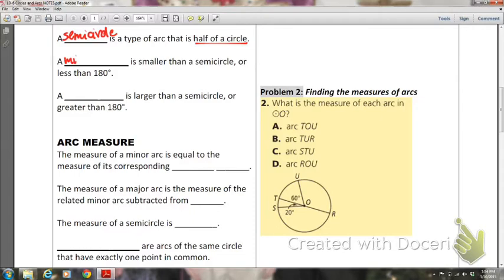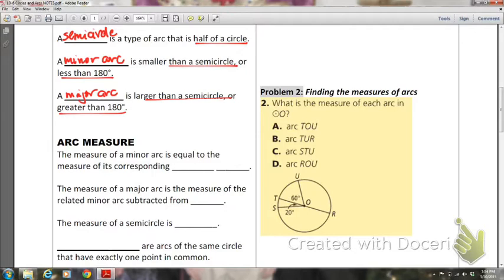Next definition is a minor arc. A minor arc is smaller than a semicircle, and that means it's less than 180 degrees. Next type of arc is a major arc. A major arc is larger than a semicircle. It's greater than 180 degrees. Now, most semicircles are named with 3 points on the arc. Minor arcs are named with 2 points, and major arcs are named with 3.